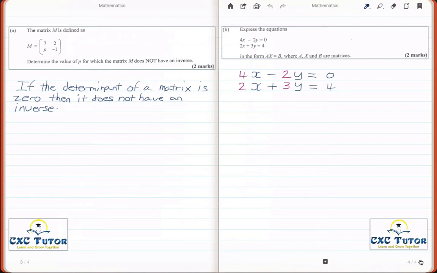Let's see. From my knowledge of matrix theory, if the determinant of a matrix is 0, then it does not have an inverse. So that means if my determinant is equal to 0, then that matrix does not have an inverse. All that's left for us now to do is to work out the determinant of this matrix.